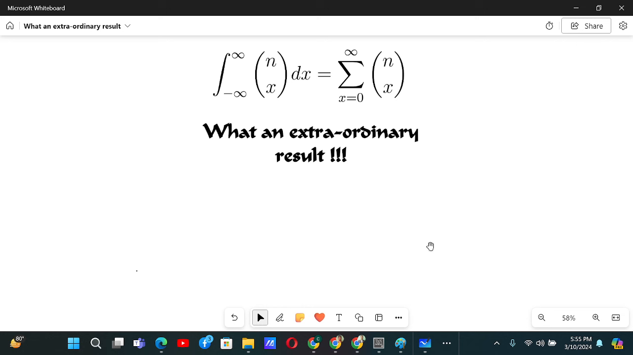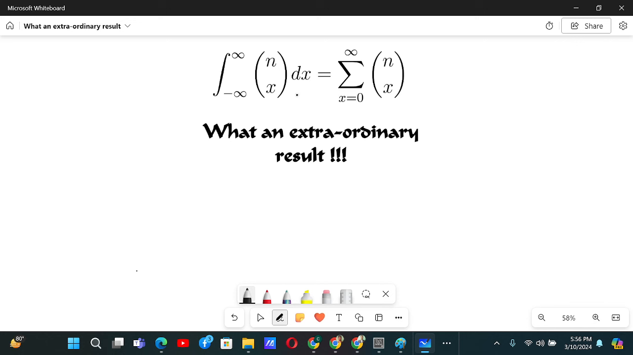What an extraordinary result. So basically, in front of me on the screen you can see that we are integrating and summing up the binomial coefficients. The sum is from 0 to infinity, that means non-negative real numbers, and the integral is over the entire real numbers. And surprisingly, these two are actually equal.